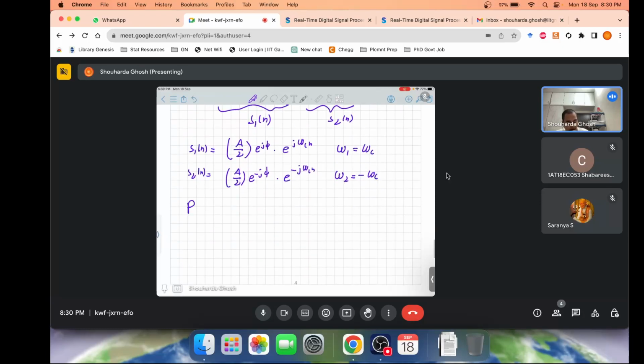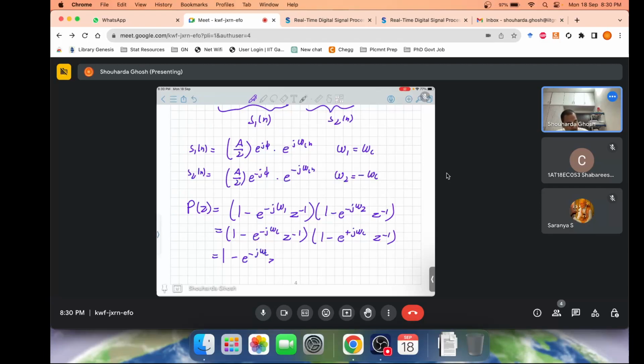Now what is the polynomial that I need to form? The polynomial I need to form is (1 - e^(-jω1) z^(-1)) times (1 - e^(-jω2) z^(-1)), that is, (1 - e^(-jω_c) z^(-1)) times (1 - e^(jω_c) z^(-1)). Now let me break them into simpler terms, expanding the product, which gives a z^(-2) term as well.